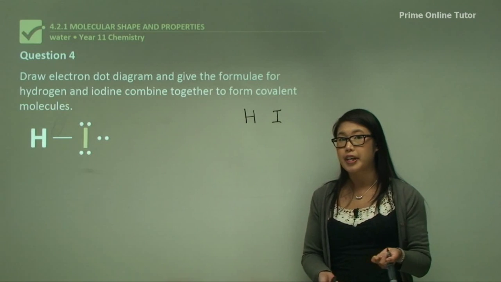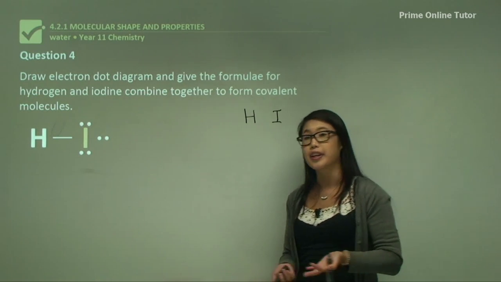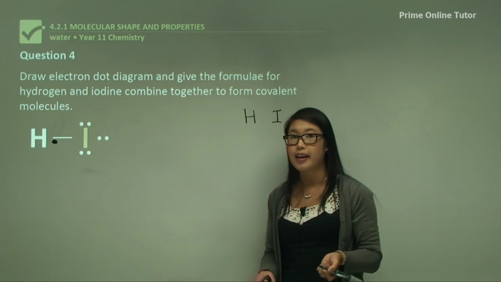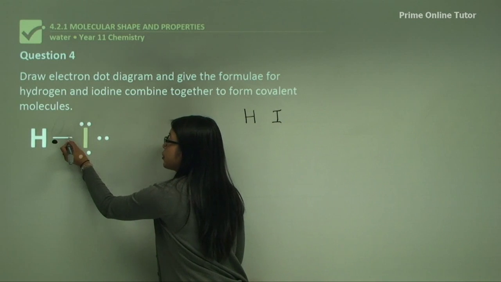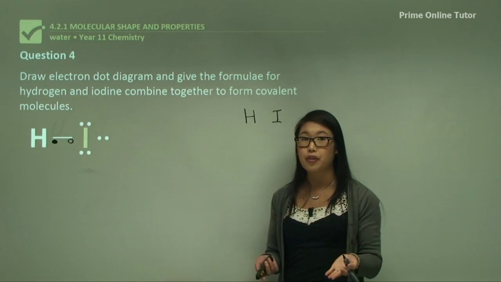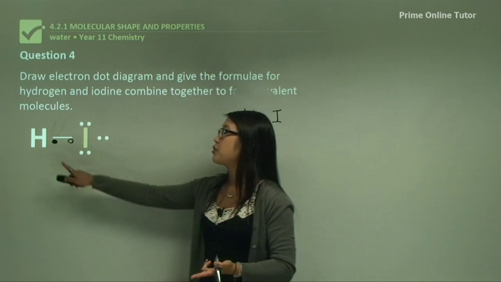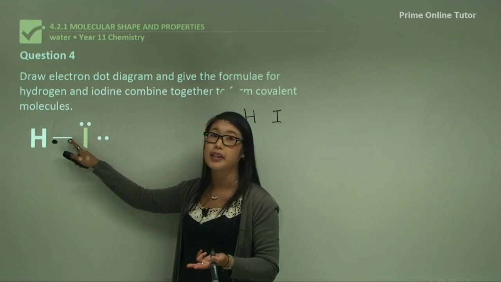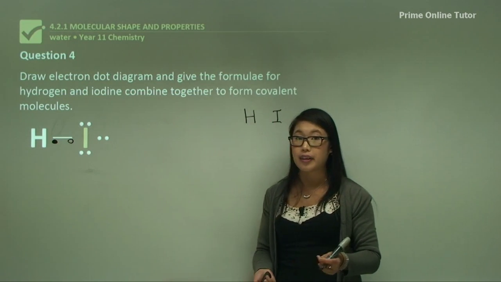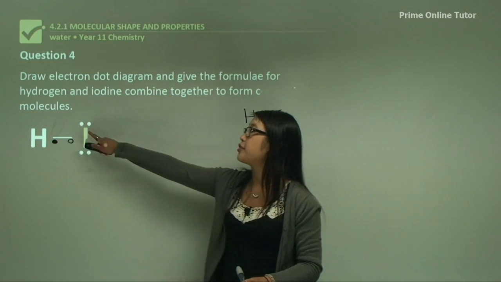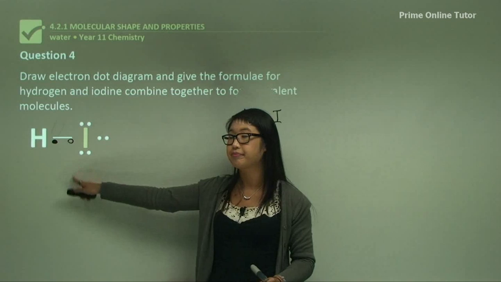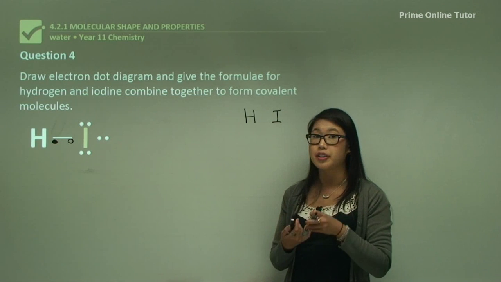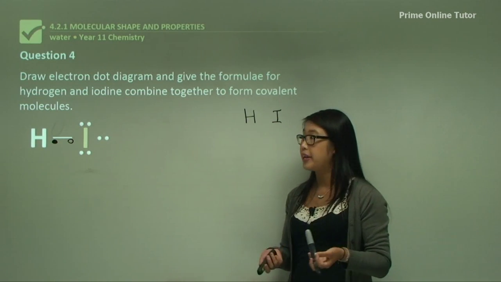So to draw the electron-dot diagram, we know that hydrogen has 1 electron in its valence shell, which I'll just draw here. Iodine has 7, which I'll draw here. So in a covalent bond, we have 2 electrons. So 1 from the hydrogen and 1 from the iodine bond together to form the bond here, represented by the line. We then still have 6 electrons left from the iodine, and we can distribute them as lone pairs around the iodine. So because we know H and I are the symbols for hydrogen and iodine, the formula would be HI.